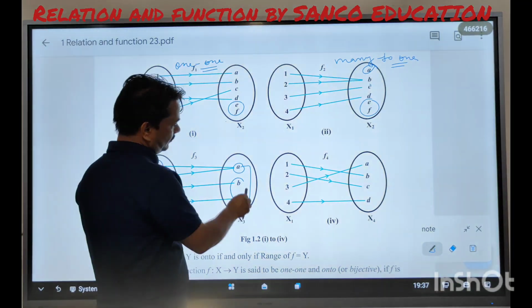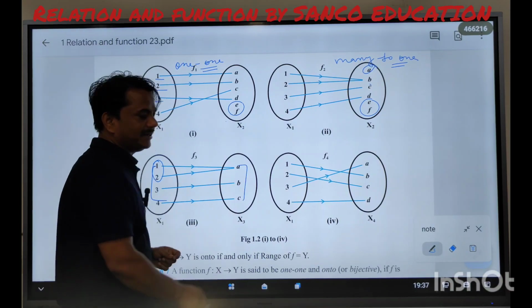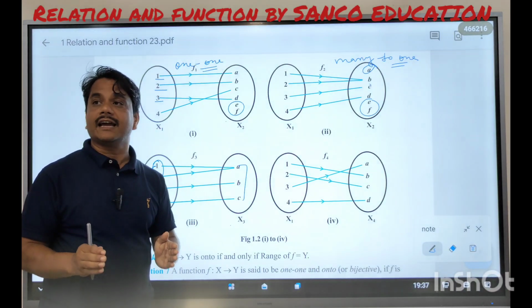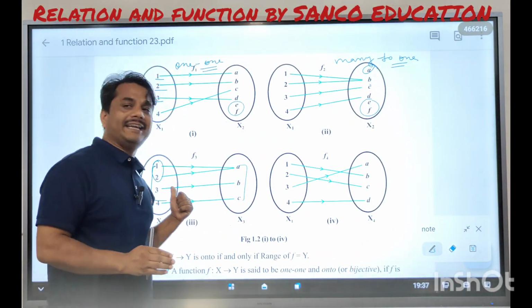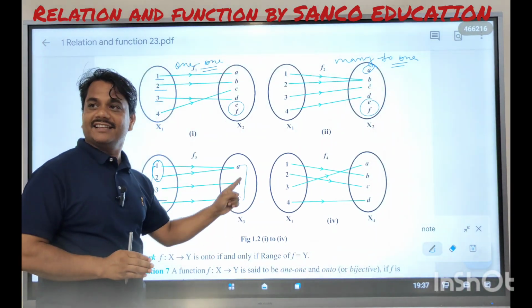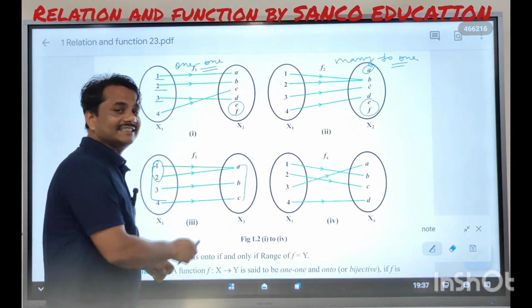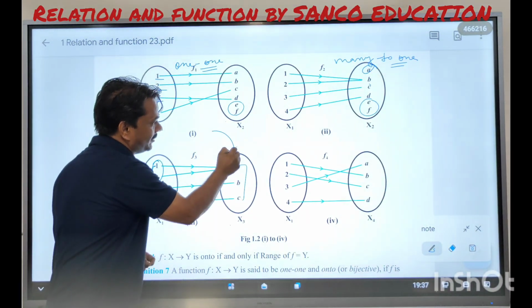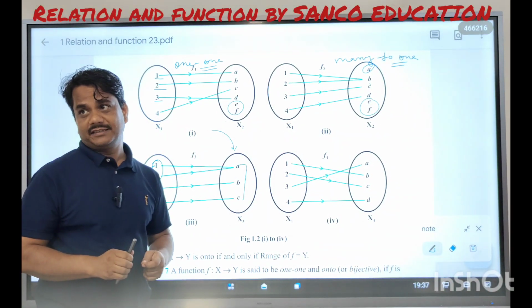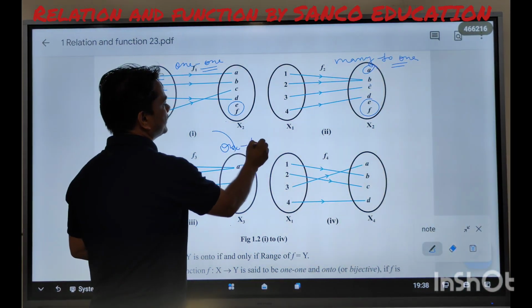In this case, what pattern are you observing? Yes sir, there is no element in the second set X3 which does not have a pre-image. Every element in the second set has a pre-image. On the basis of the second set, no element is vacant. So this is called onto. A very interesting thing here.